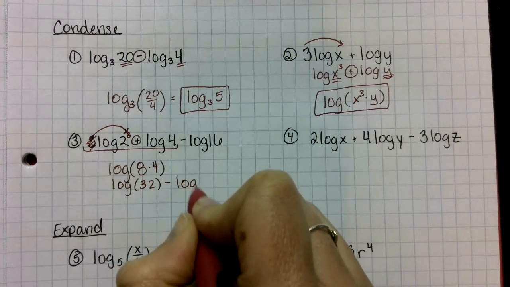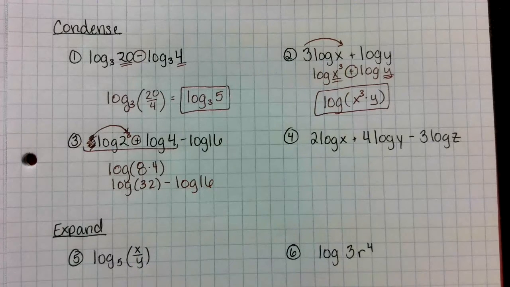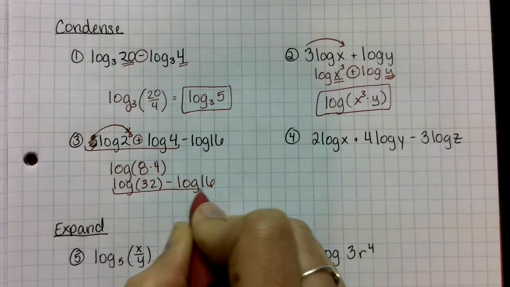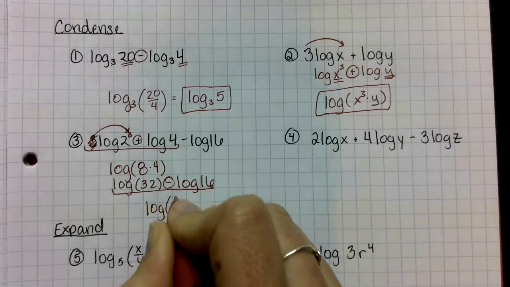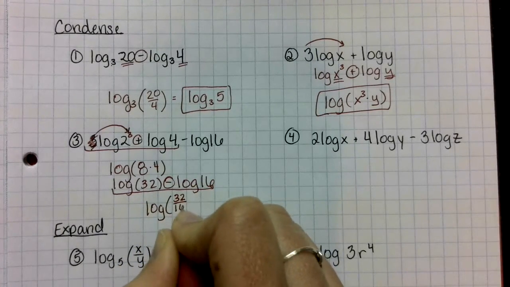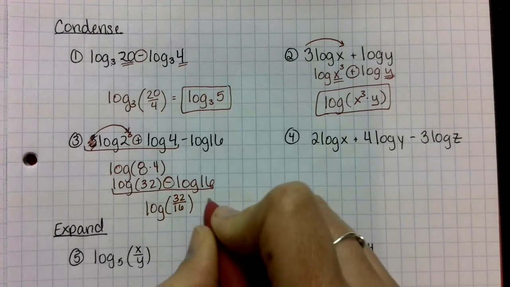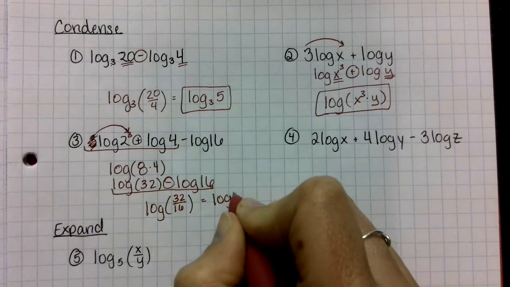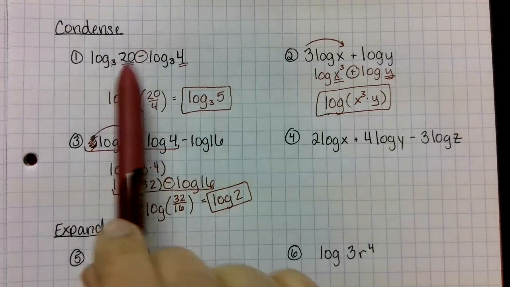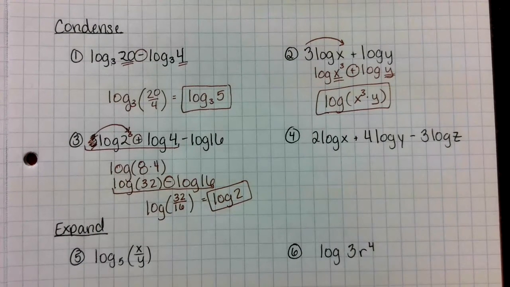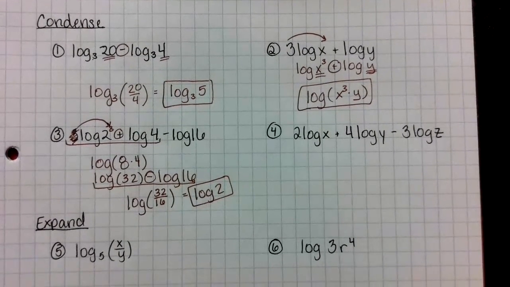Now I have minus log of 16. So now these two are going to get combined into one log, and minus tells me that we divide. So I have log of 32 over 16, and 32 divided by 16 is 2. Now, on all these other problems so far, you notice I had a base. On this one, if we don't have a base, we assume it's 10. You do not have to write that base of 10. You don't have to put a base at all if there's not one there.